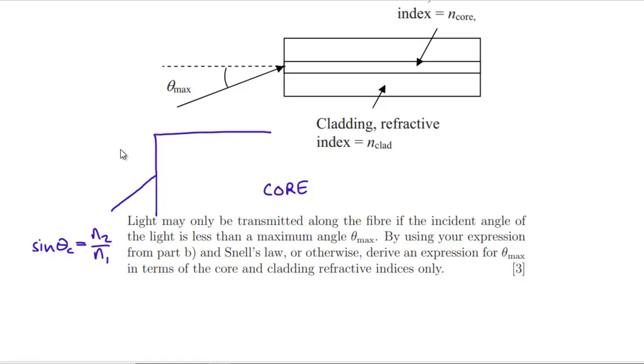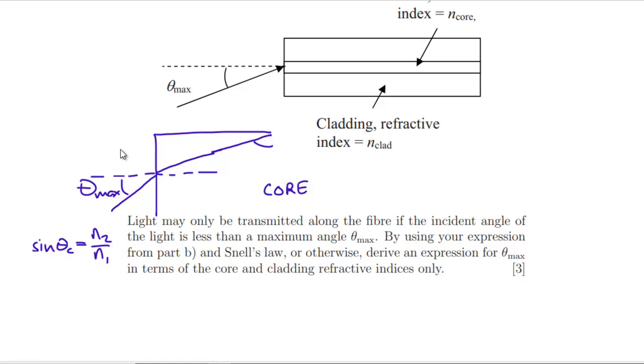So we're coming in there at this theta max, but we're moving from less dense to more dense. So it's going to refract towards the normal. And then it's going to come up here and it's going to hit, what do we need? So the maximum, we don't want it coming out the other side.